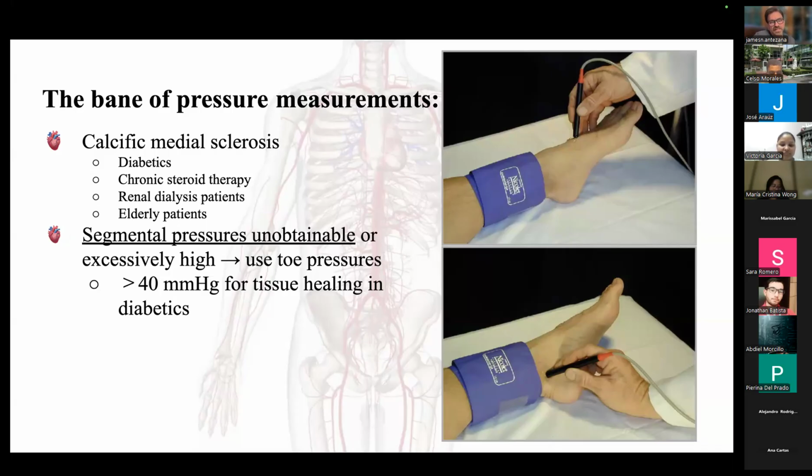So you get a TBI, or you're getting a pressure in the toe. We're looking for a blood pressure measurement greater than 40. If it's less than that, we're not going to heal anything. Greater than 20 millimeters of mercury for tissue healing in non-diabetic patients. For diabetic patients, you need a lot of pressure, greater than 40. For non-diabetic patients, it's 20. The distinction between the two is very important because this is all statistically significant.